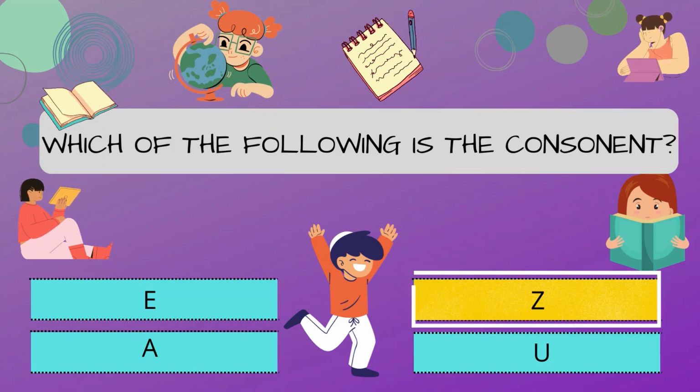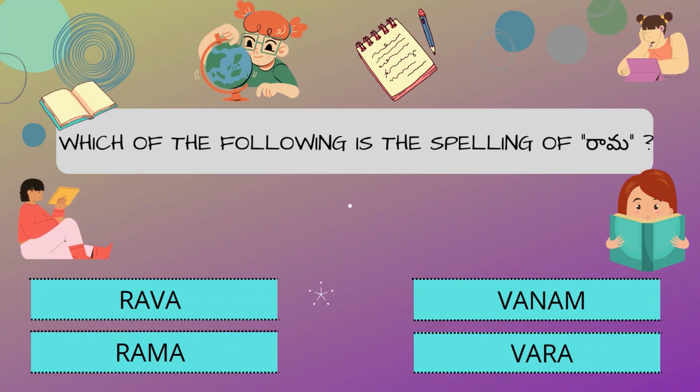Answer is B Z. Next question, which of the following is the spelling of Rama? Option A R A V A, B V A N A M, C R A M A, D V A R A. 5, 4, 3, 2, 1, 0.